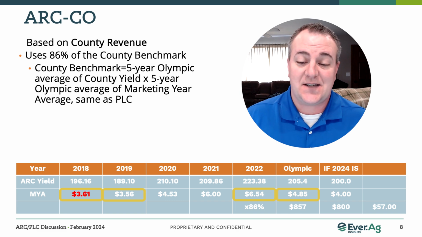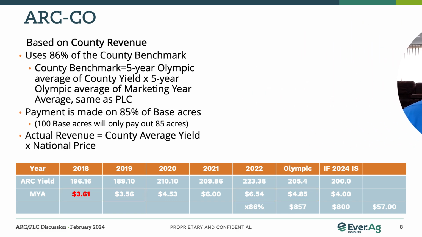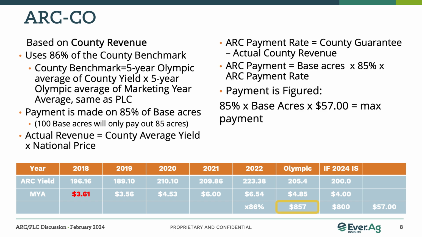We use 86% of that total. So 205 times 485, we'll get a total of 996. 86% of that is $857. So if 2024 is going to be 200 bushel per acre, and we have that marketing year average price of $4, we are going to come in a deficit about $57 on our county.